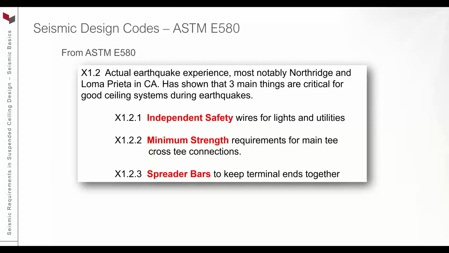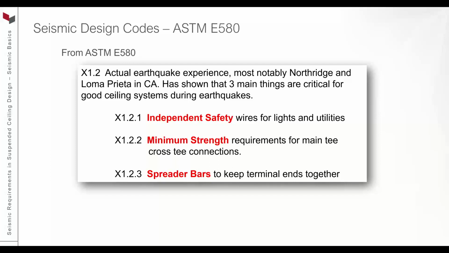Also, minimum strength requirements for the main T's and cross T connections. Now that's for the manufacturers. So we as manufacturers look to say, what is it that we are designing for? How are we designing and building and testing our grid to meet the seismic requirements? And so within the ASTM, we see that we have a minimum strength requirement for the connections of our cross T's and main T's. And then they also stated that spreader bars are required at the perimeters. Spreader bars keep the terminal ends tied together. They're right there within 8 to 10 inches, somewhere where the cross T's and the main T's tie into the wall and the wall angle.